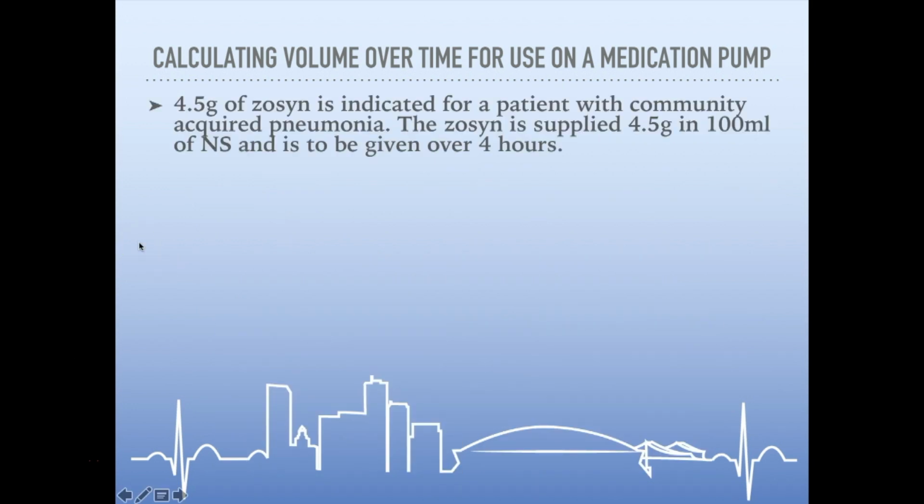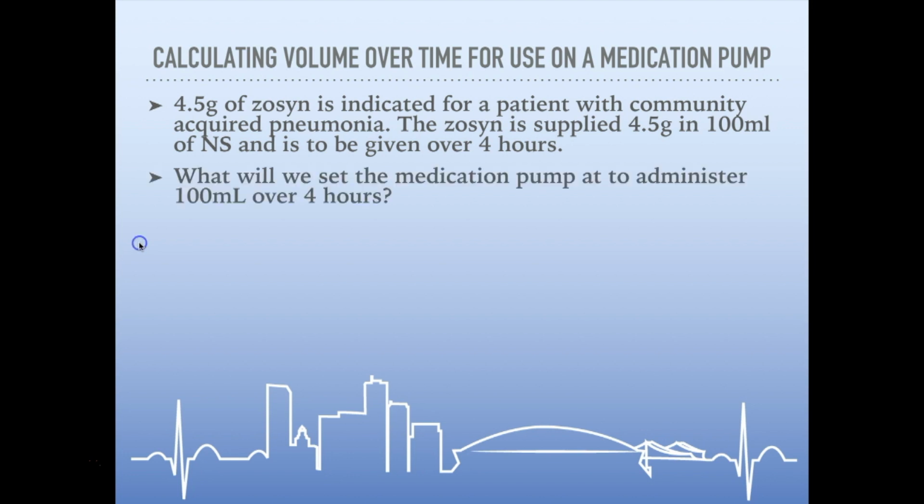For this problem, we have 4.5 grams of Zosyn that's indicated for our patient with community-acquired pneumonia. This time, our Zosyn is supplied as 4.5 grams in 100 milliliters, and we're going to give it over 4 hours. So the first thing we're going to have to do is convert our hours to minutes for our total time in minutes. We're going to do this by multiplying 60 minutes times 4 hours, and that's going to convert our 4-hour order into 240 minutes.